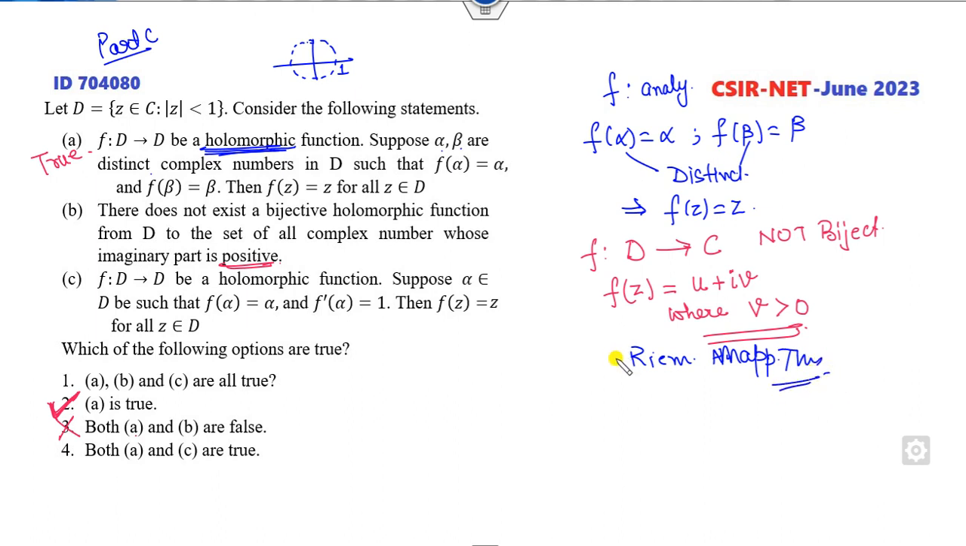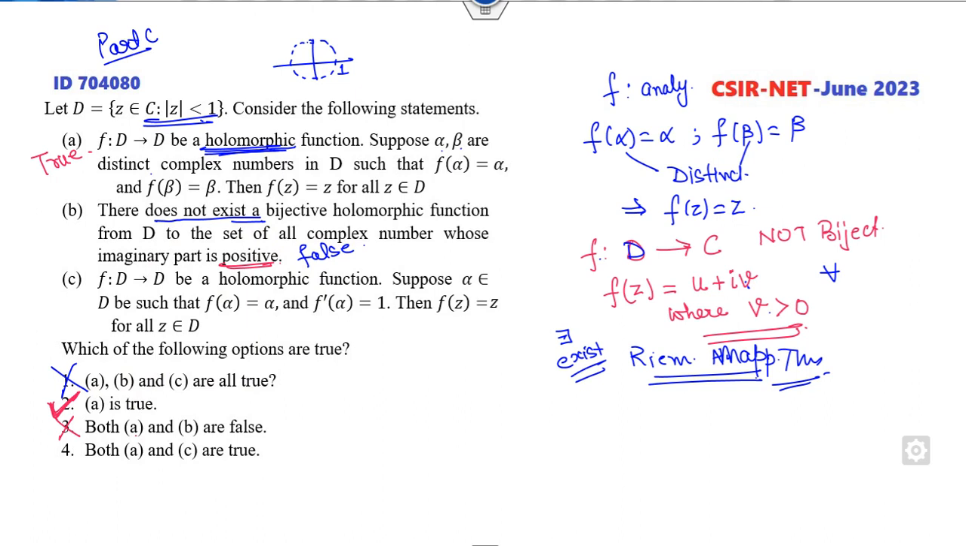If you have the Riemann mapping theorem, if you have a holomorphic function and this is my open set, then you can always define a bijective map. He said there does not exist a bijective map. So if I prove that there is one bijective map, that statement is false. But by using the Riemann mapping theorem, there always exists a bijective map whose condition V is satisfied. So this statement is false. So B is false. So this option is also cancelled out.